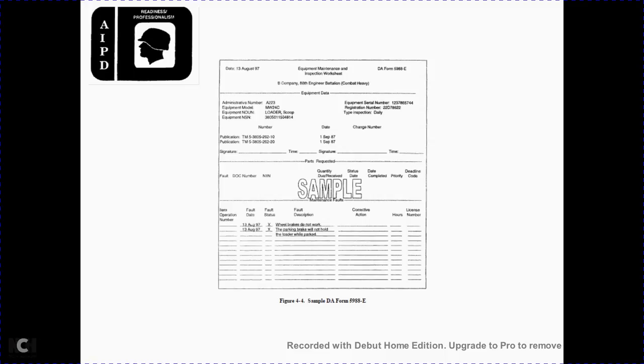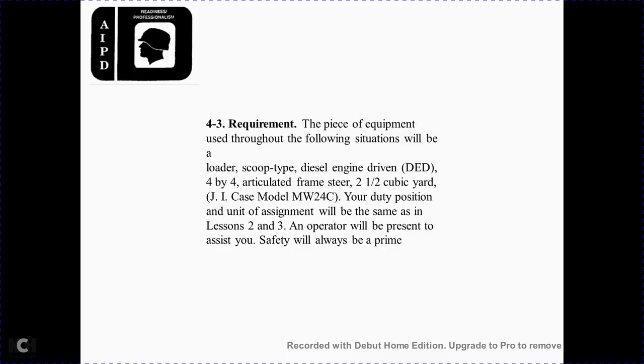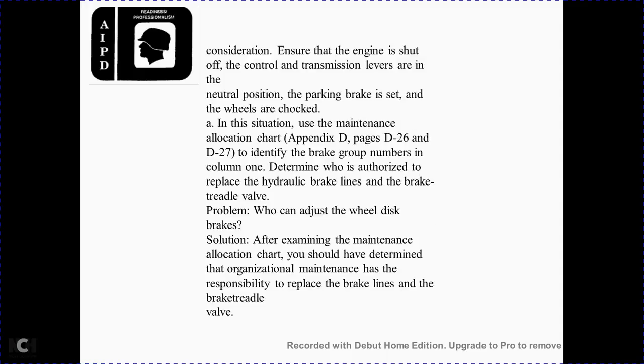DA Form 5988E requirements. The piece of equipment for the following situation will be a loader, scoop type, diesel engine driven, 4x4 articulated frame steer, 2.5 cubic yard, J.I. Case model MW24C. The duty position and assignment will be the same as in lessons 2 and 3, and the operator will present the safety issue. Safety will also be a prime consideration.